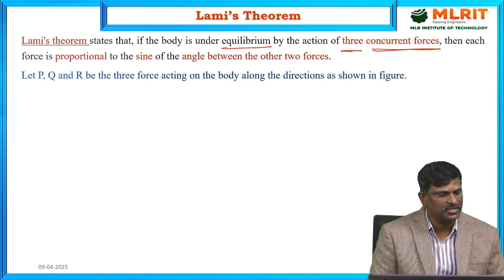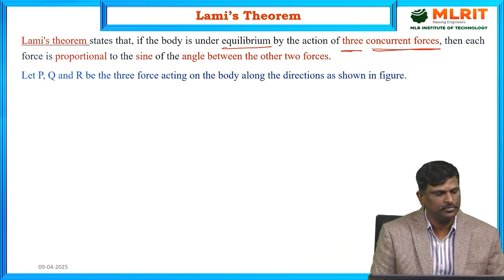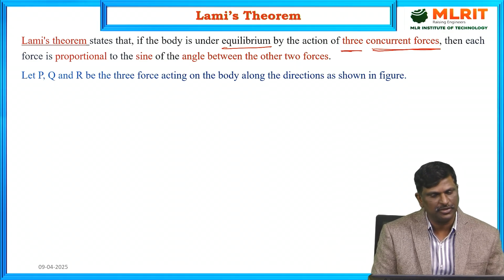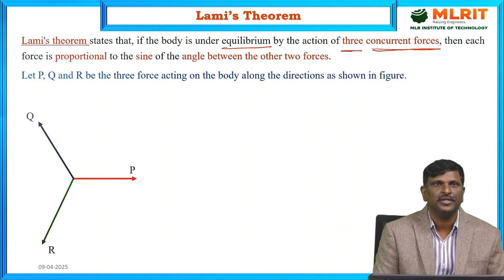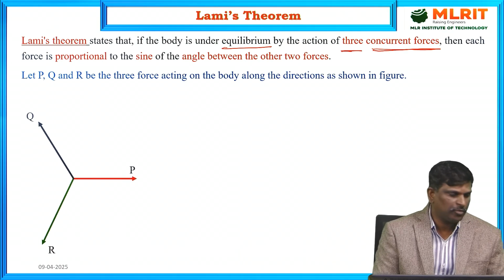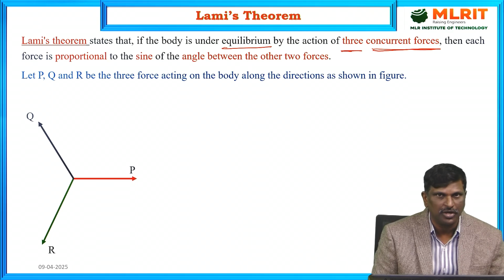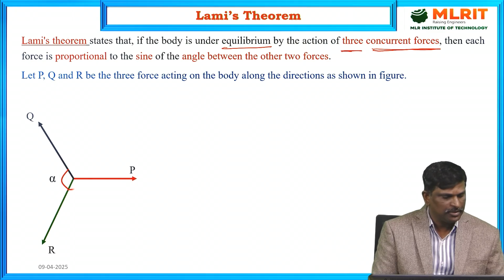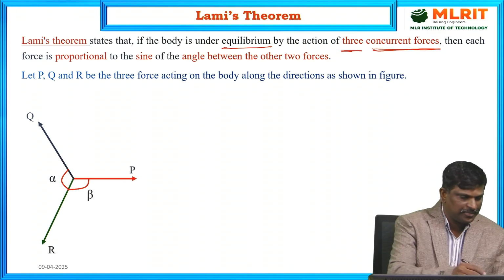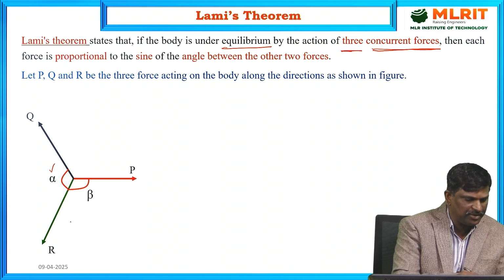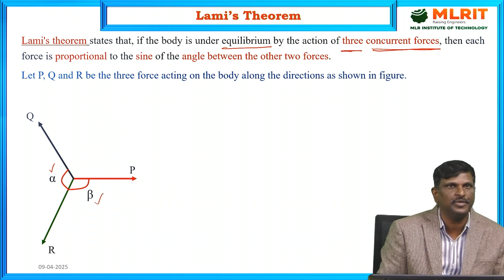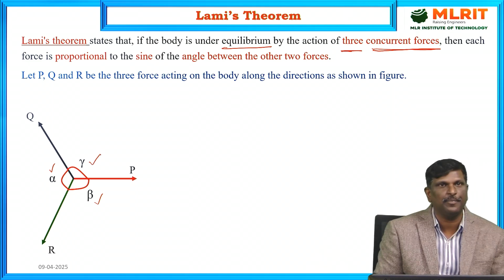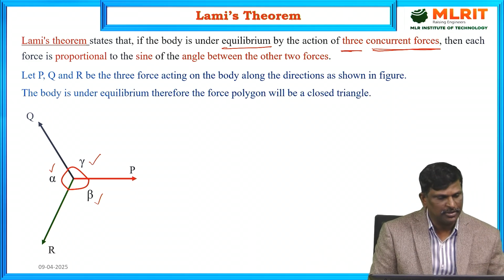Let us understand. P, Q, R be the three forces acting on the body along the directions as shown in the figure. Right. Now draw the force polygon. The body is under equilibrium and all the three forces are concurrent. Now draw the force polygon. We'll get a closed triangle. Right. The angle between Q and R is alpha. The angle between P and R is given as beta, and finally the angle between P and Q is given as gamma. Now try to draw the force polygon.